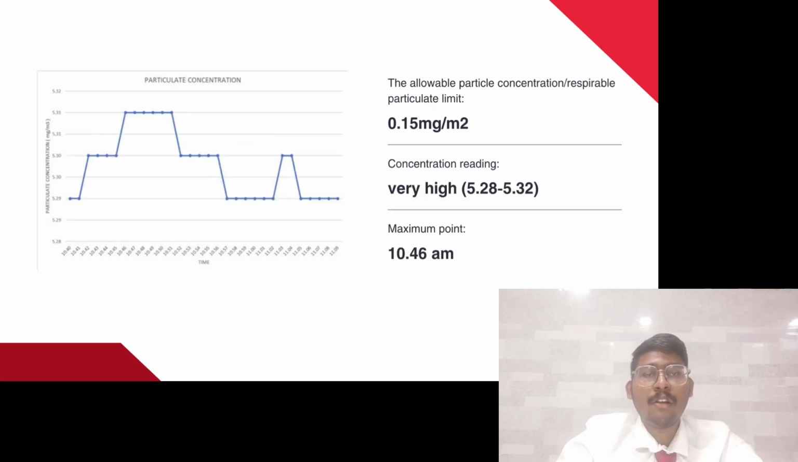The allowed particulate concentration limit is between 0.15 mg/m2. As for the graph above, the particulate concentration is very high, between 5.28 to 5.32 mg. We conclude that there was a large number of people during the examination in that particular room. This is why the particulate concentration went up. The highest concentration was at 10:46 a.m., when the highest number of people were inside the room.